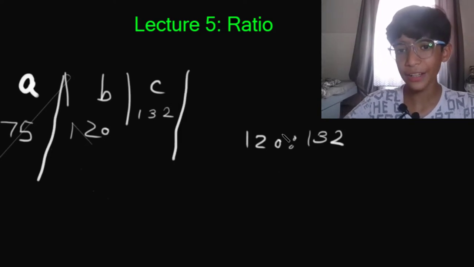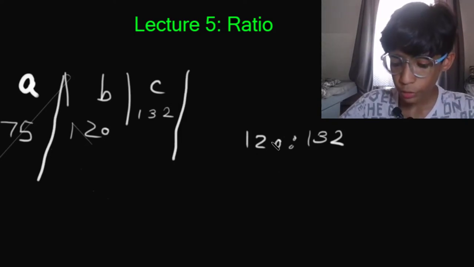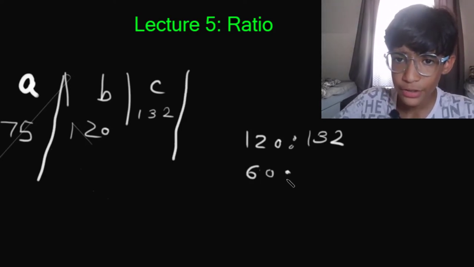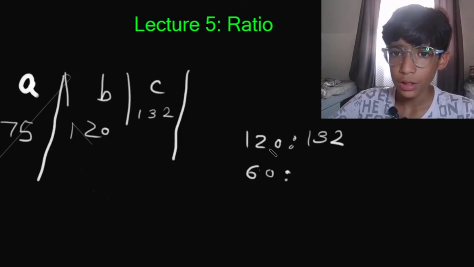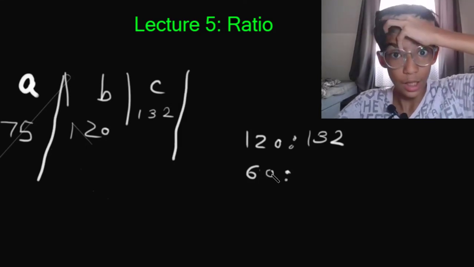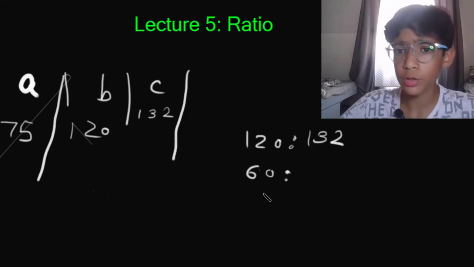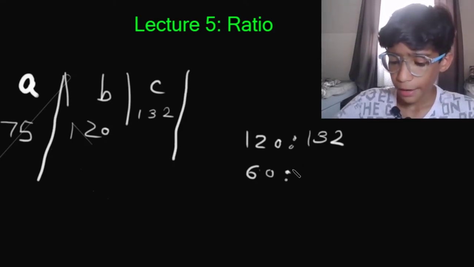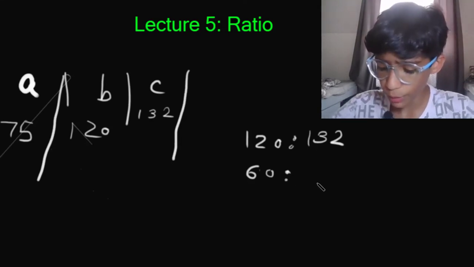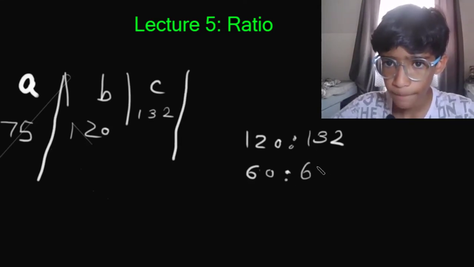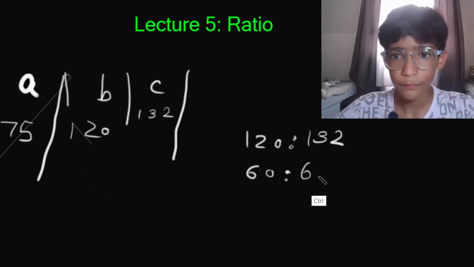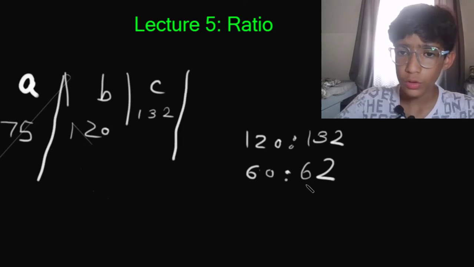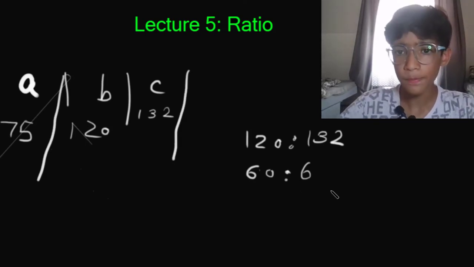So we are going to divide 120 by 2. So 2 60s are 120, we wrote 60 because we divided 120 by 2. So 2 60s are 120. And here we are going to write 66, because we divided 132 by 2. So the answer is 66.